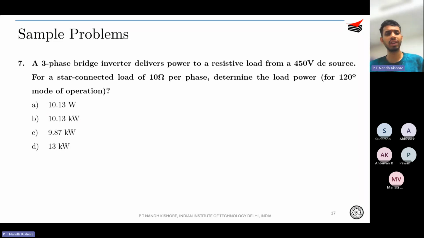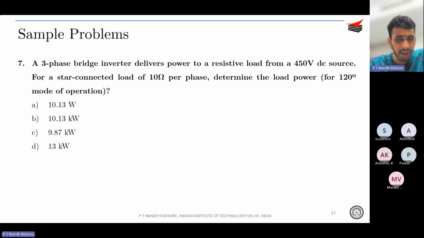Okay. So a three-phase bridge inverter delivers power to a resistive load from a 450-volt DC source. So your VDC is given and it's a three-phase bridge inverter. For a star connected load, observe the connection as well. Star connection or delta connection, it's quite important. And the options will contain answers corresponding to both star as well as delta. Okay, so for a star connected load of 10 ohm per phase, determine the load power.